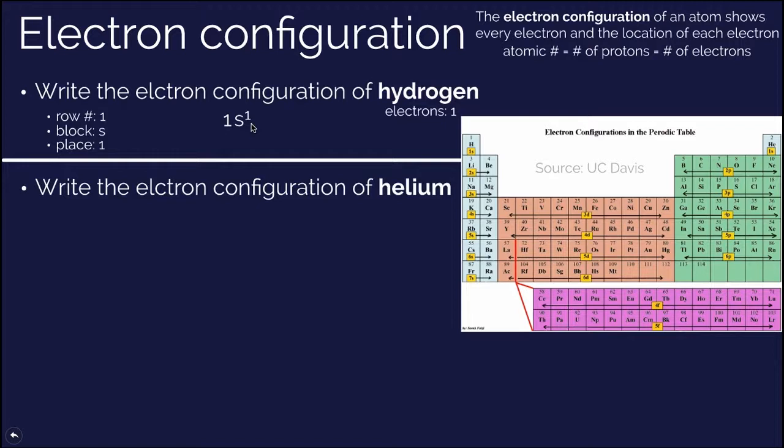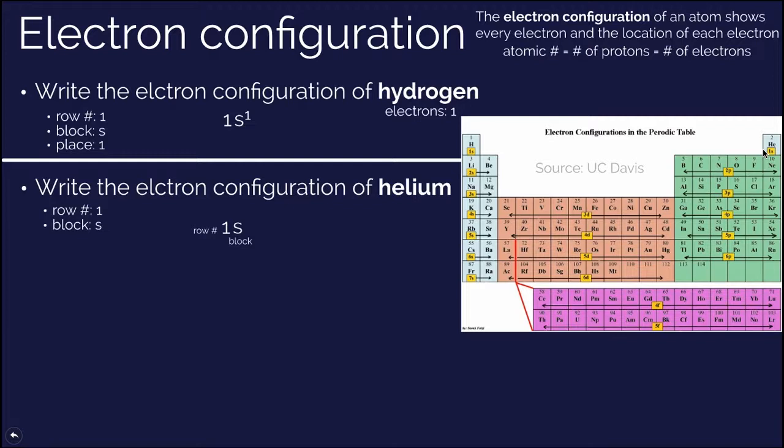Next example, let's look at helium. Now helium is over here. It is number 2 on the periodic table, but we'll go through the same process as we did with hydrogen. So first we need to know the row and the block that it's located in. So for helium, it is here in the first row, and it is in the S block. So we can start with that, writing 1s.